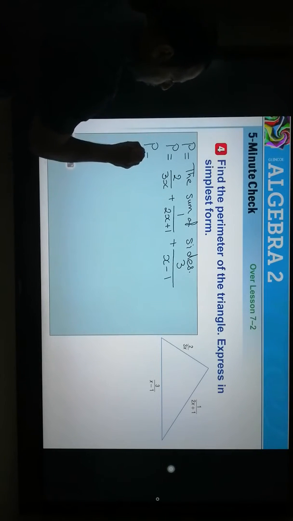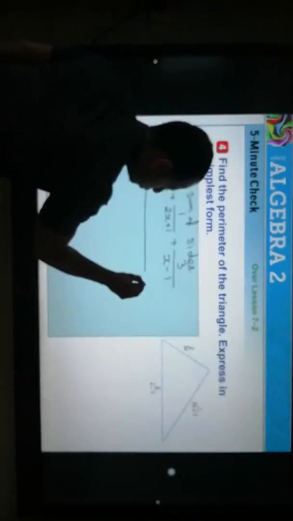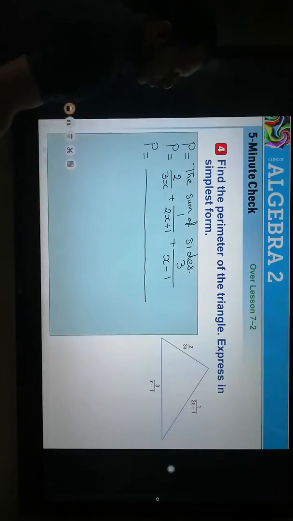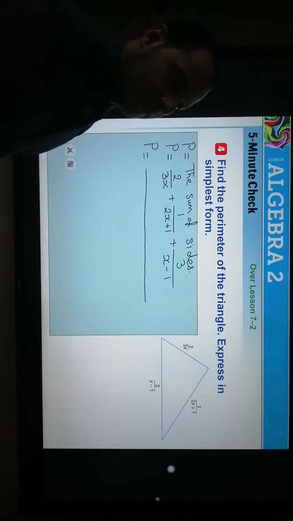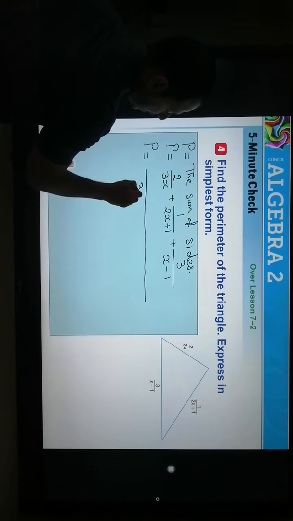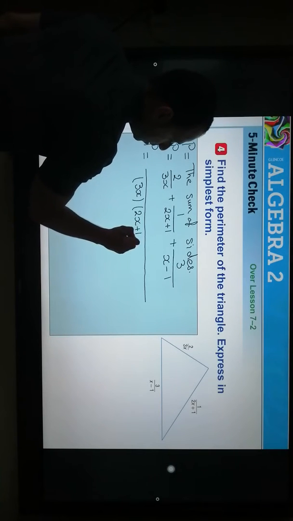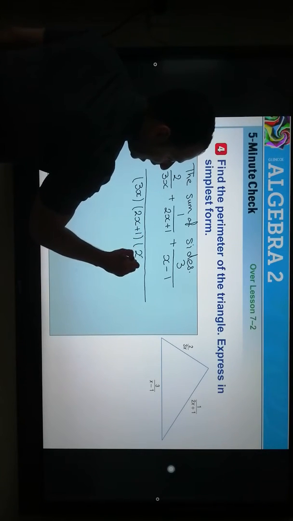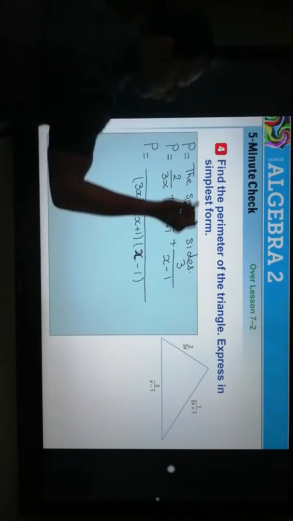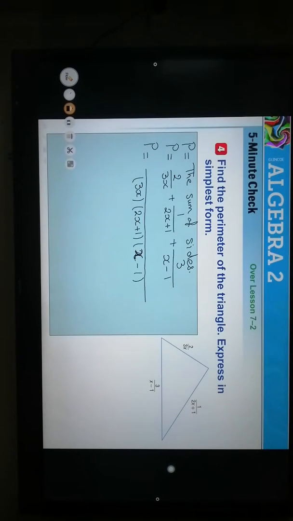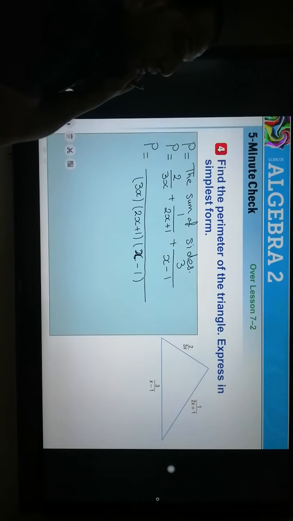So the perimeter equals, I make a common denominator by multiplying the 3 denominators because we don't have any common factor. So we have here 3x multiplied by 2x plus 1 multiplied by x minus 1. Start with me to complete. What shall I do after that?